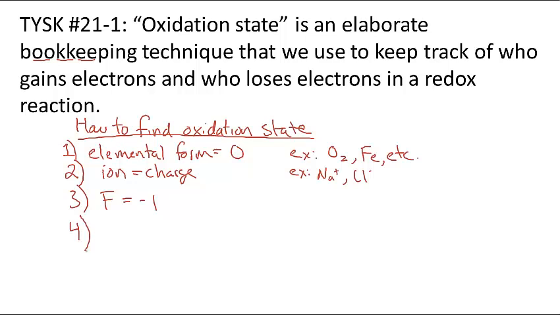Rule 4 is tricky. Oxygen is -2, except OF2, H2O2. Yeah, except for those 2. Right, so any of these. In this case, F is always -1. So in this case, O is +2. The peroxide ion, O2 2-, the oxidation state of O is -1.